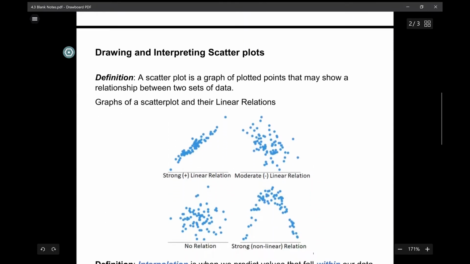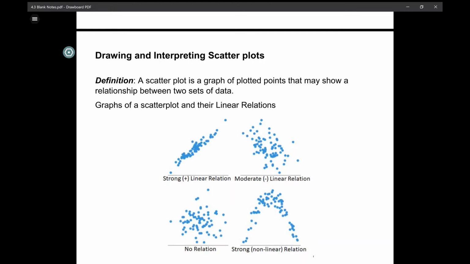All right, let's talk about scatter plots. A scatter plot is a graph of data points, input and output, that may or may not show a relationship between two sets of data. So you have some data, you plot it, that makes a scatter plot, just the points of data. There are different things that can happen when you plot data.